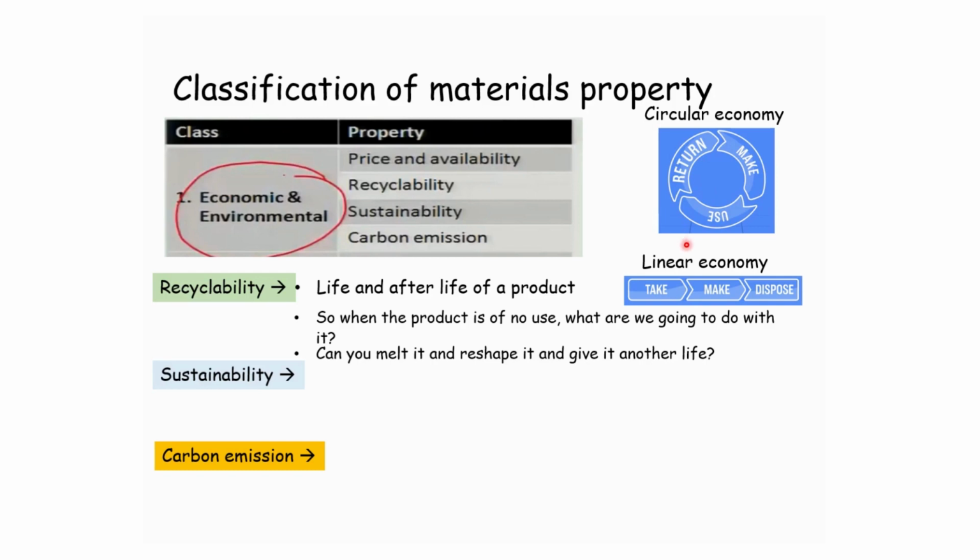On the other hand, the linear economy follows the take, make, and dispose model. For example, a light bulb goes from production to disposal. In a linear economy, we assume that we have infinite resources, which isn't sustainable.